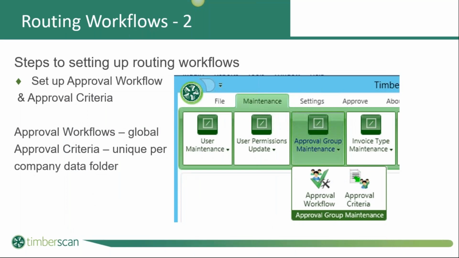To set up this process, we're going to go into TimberScan Admin Approval Group Maintenance. Now, one thing to keep in mind is that approval workflows are global. So when I set up an approval workflow in admin, I can use this in multiple companies that I've linked to TimberScan. Just like you set up a user once, you can use that user in all your companies. Now with approval criteria, this is unique per company data folder because in your different companies, you can have different general ledger accounts, different vendors, different jobs, etc. So when you log into admin, you want to make sure that you're in the correct company when you're setting up your approval criteria.